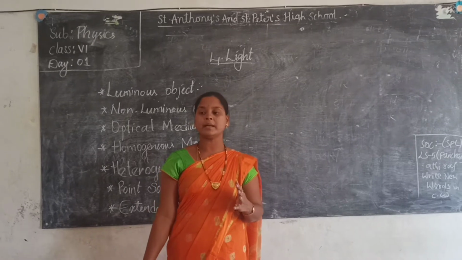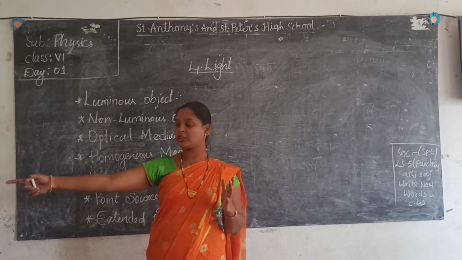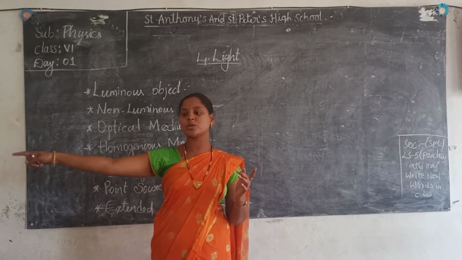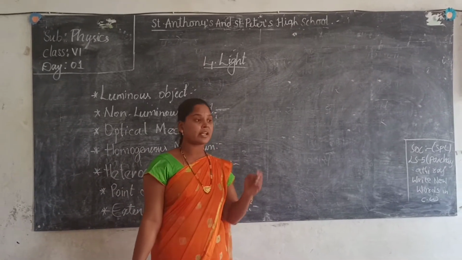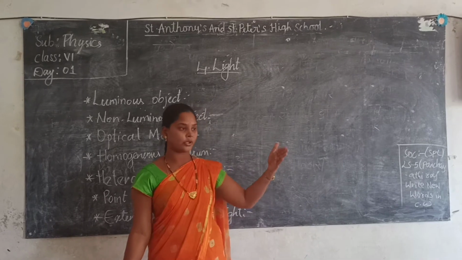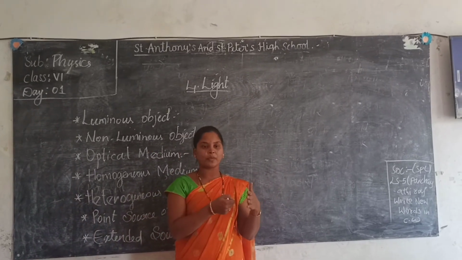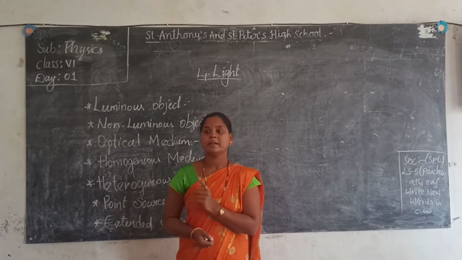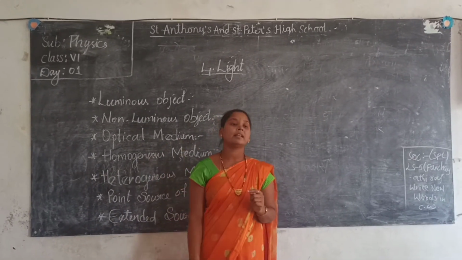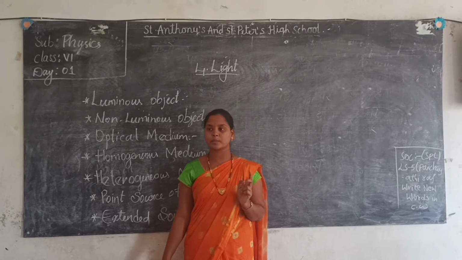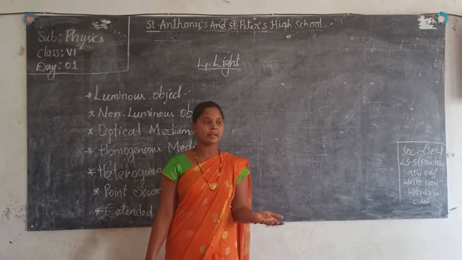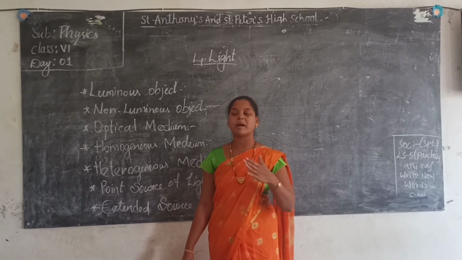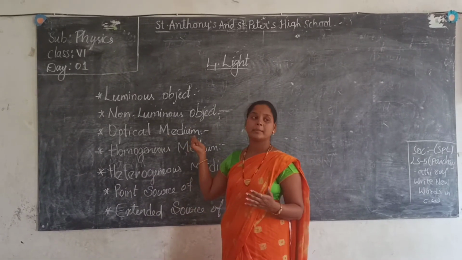Is wood an optical medium? No. If you keep a torch behind the door, can you see the light in front? No. Why? Because it is not an optical medium. Whereas you can take a glass slab, keep light on that. Can you see the rays? That means glass is an optical medium which passes the light. Understood what is optical medium? The medium which allows the light to pass through it is called an optical medium.